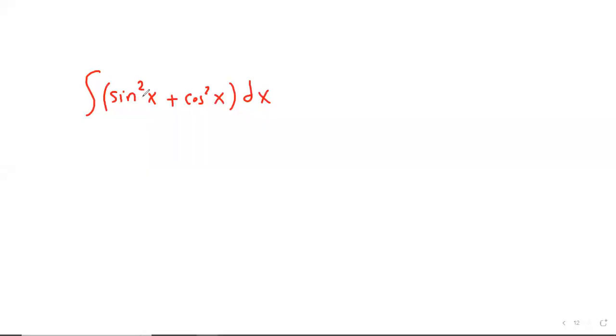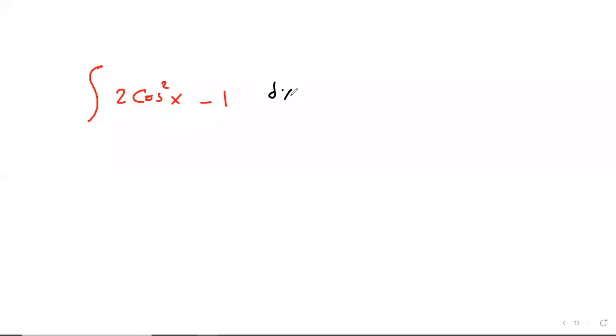The integration of sine squared x plus cosine squared x with respect to x. Here, sine squared x plus cosine squared x simplified will be 1. So the integration of 1 with respect to x will be x plus c.